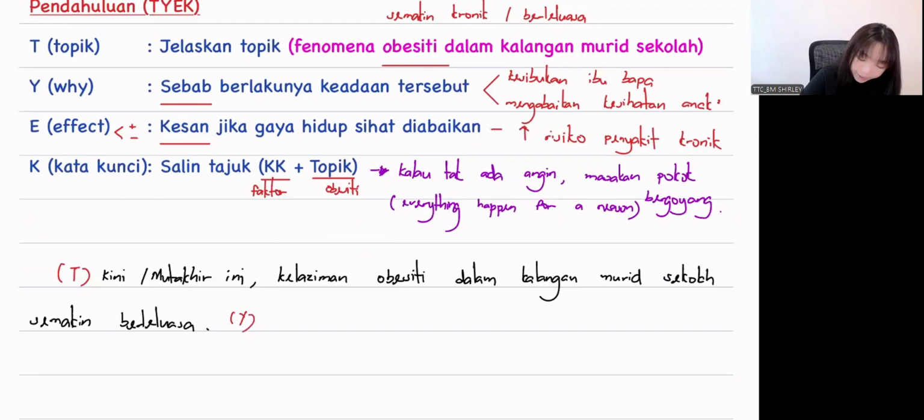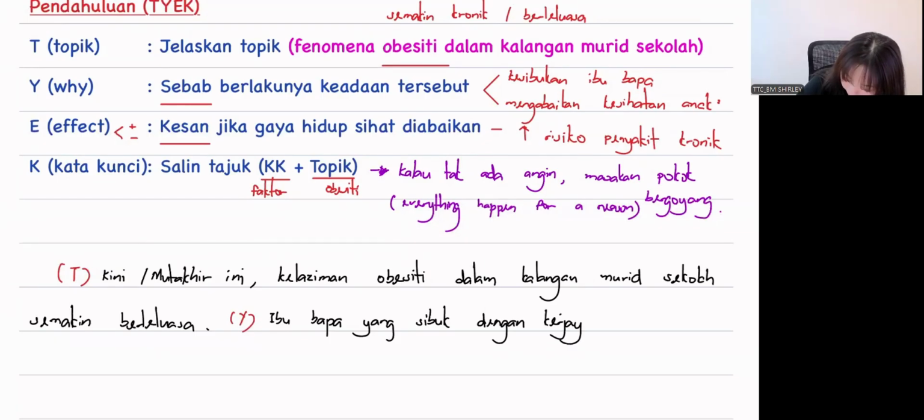Then after that is why. Okay, why it happens because the parents are so busy with what? Busy with their work. So it will be like kerjaya, the career. So it can be because of the ibu bapa sibuk dengan kerjaya. Kerjaya means career lah. Sendiri telah mengabaikan, we got another term, we call it meminggirkan.